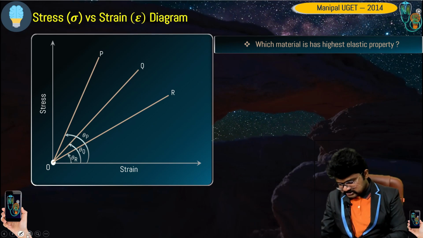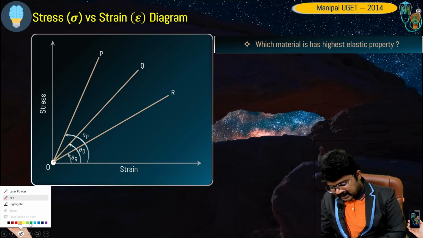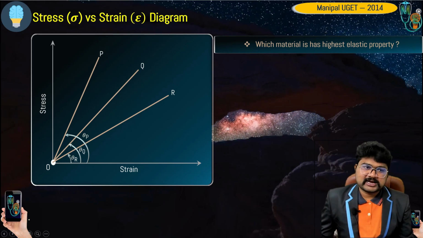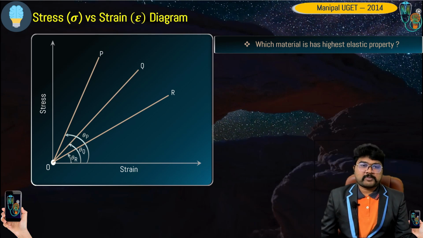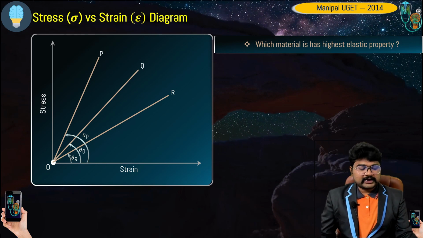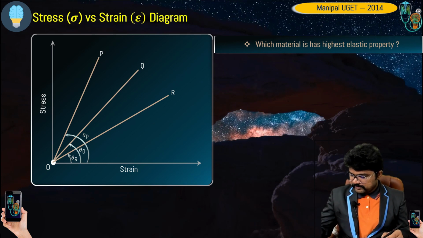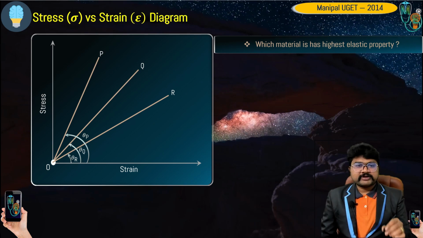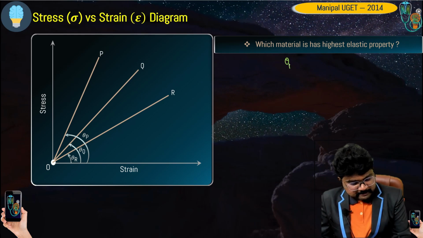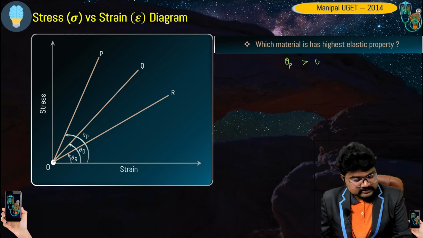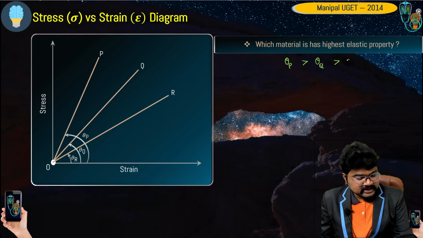That is very simple to calculate. We are already experts in this. The higher the Young's modulus, the higher the elastic property. The lesser the elastic deformation, the higher the elastic property of the material. Now, see here, it is very simple. We can see that theta P is greater than theta Q, which is greater than theta R.